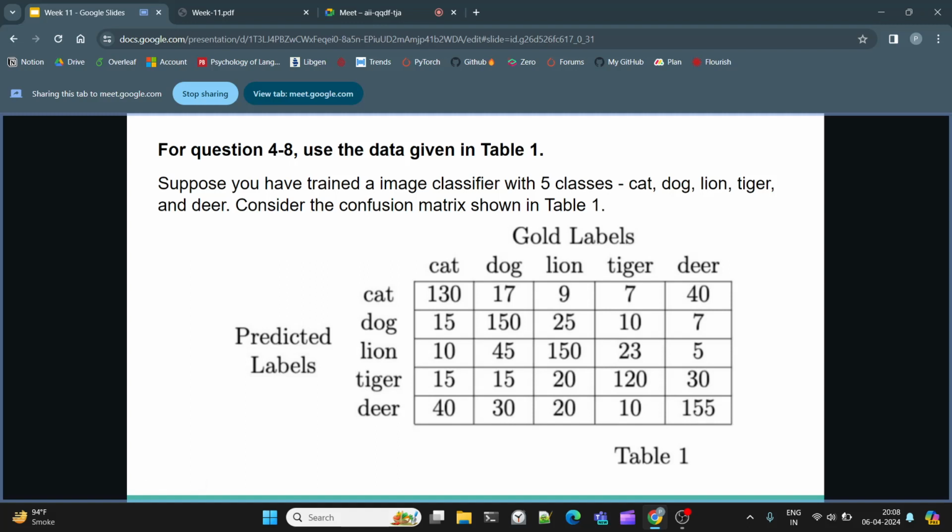Negative means non-cat. You ask the image classifier, is it a cat? So it could be 0 or 1, true or false, positive or negative. Negative means it's a non-cat. So it is truly a non-cat. These are the non-cat values, and they're actually non-cat and have been predicted as non-cat by the image classifier. So it's true negative. Did that make sense?